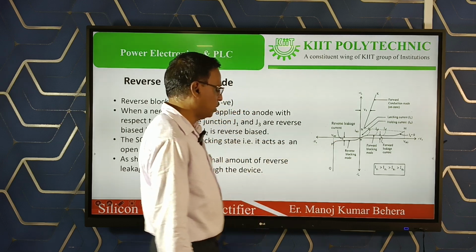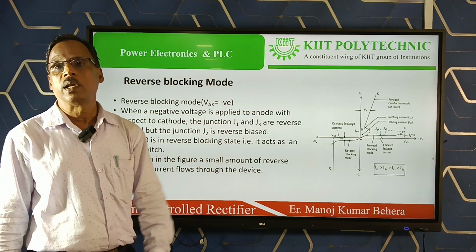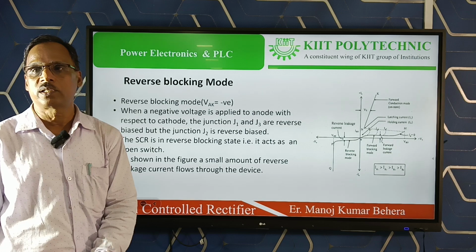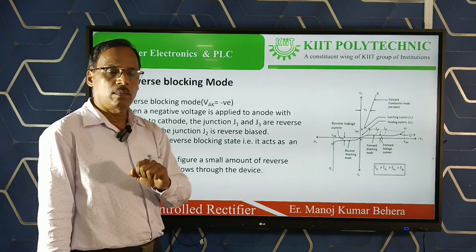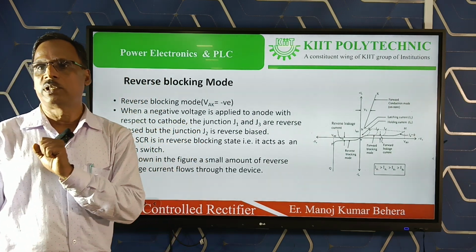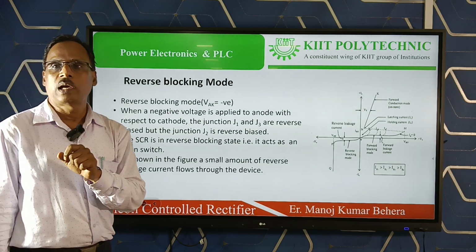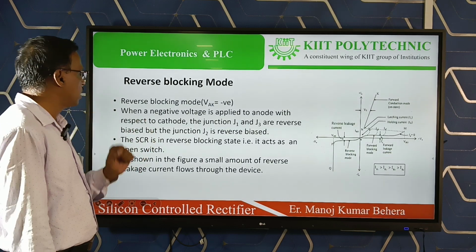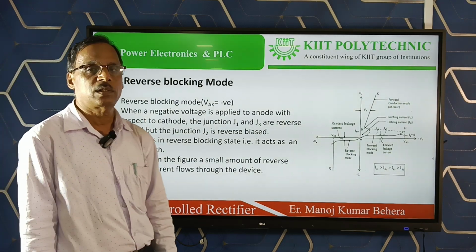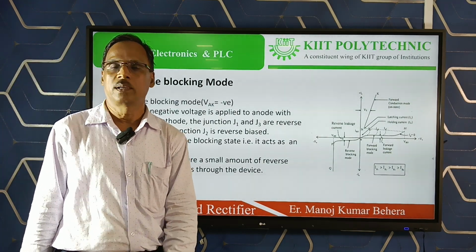No current will flow through the SCR, and if you increase the voltage gradually to a certain level, J1 barrier and J3 barrier vanish completely and the SCR will get damaged. So operation of the SCR in the reverse state is completely forbidden.